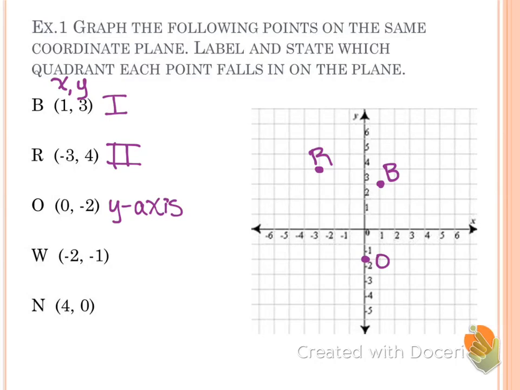All right, point W. Ellie? Left 2, down 1. Sounds good to me. And it's in quadrant 3. Very good. All right, Jaquan, can you help us out with point N? Very good. We go to the right 4, and then we stay there. Very good. It is on the x-axis.